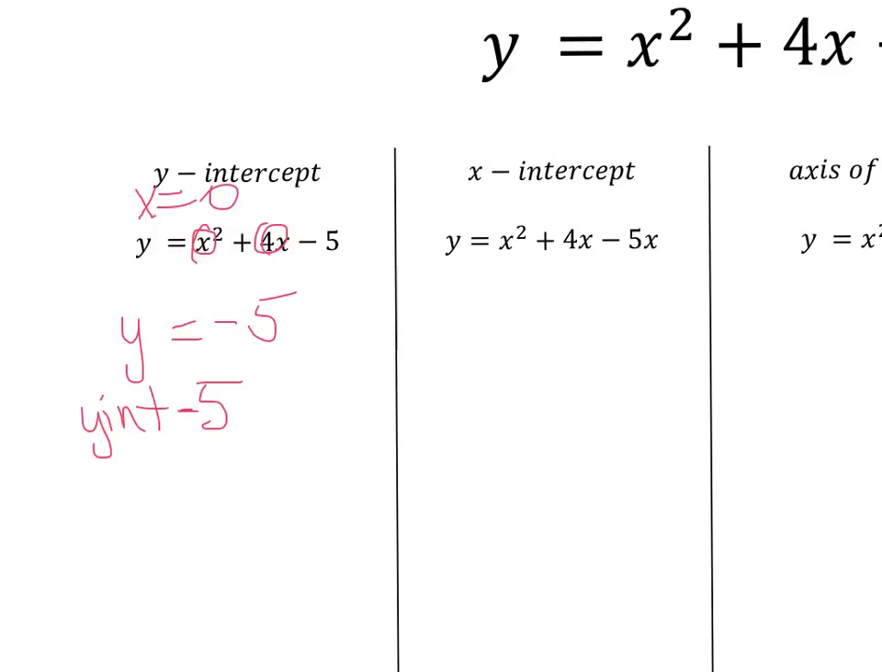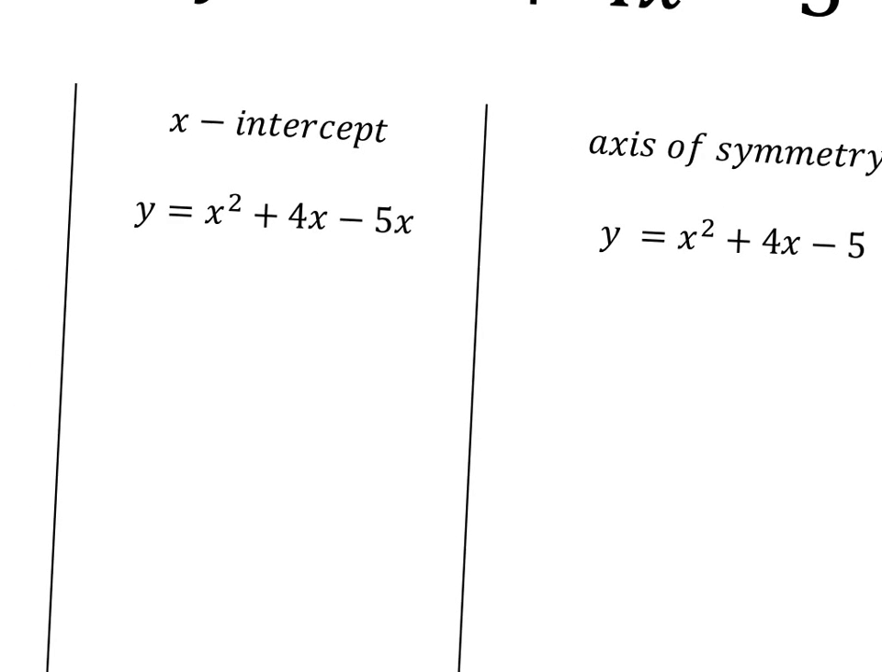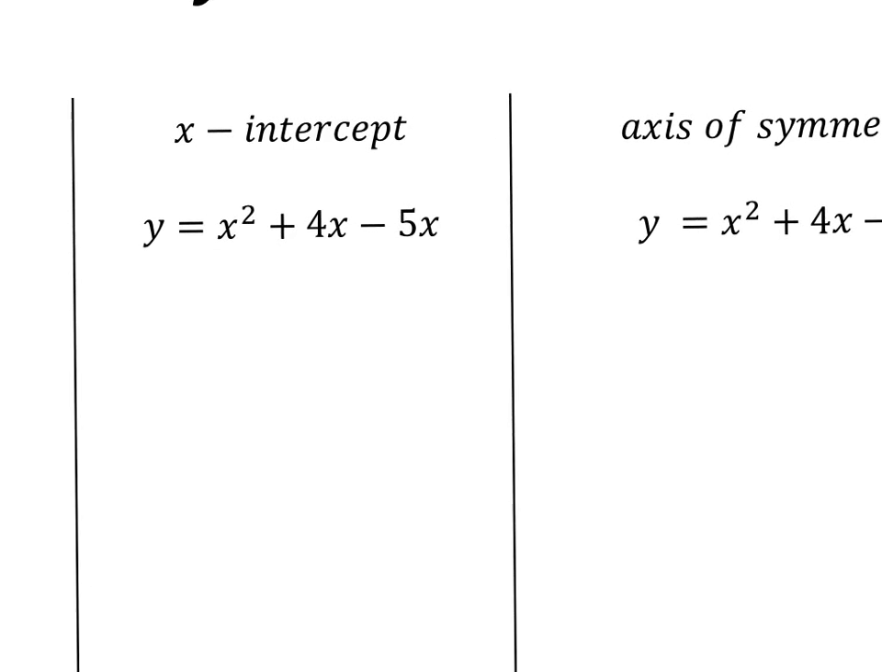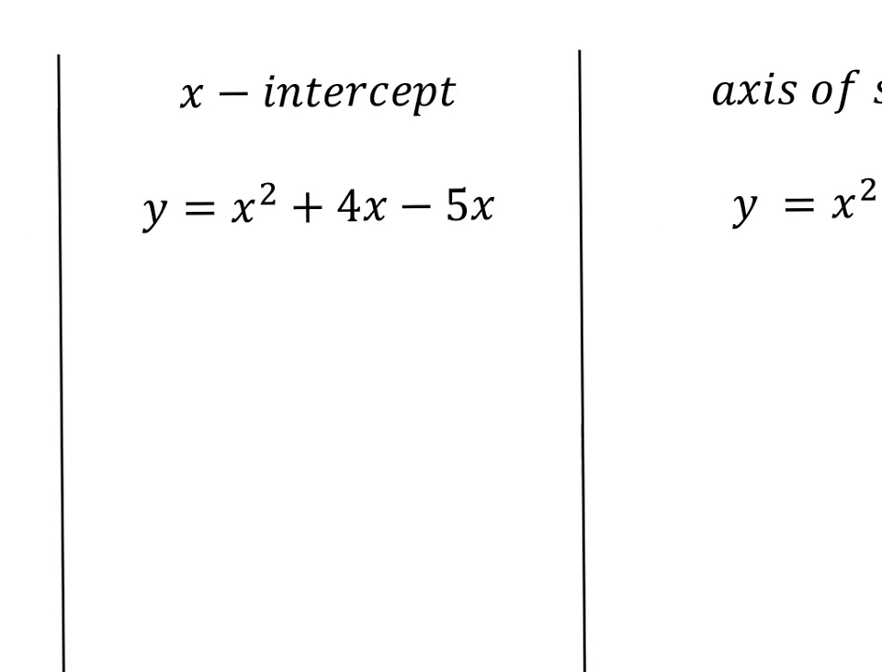And if I want to state it as a coordinate point, I can say it is 0, 5. Okay, so now let's look at the x-intercept. Now, in order to find the x-intercept, if we recall, we do that by factoring. So if we can factor this, great.